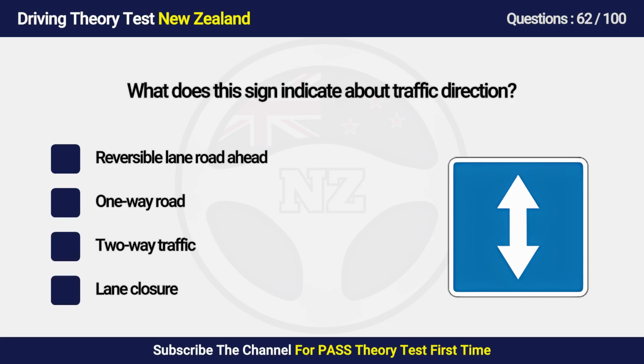A. Reversible lane road ahead. B. One-way road. C. Two-way traffic. D. Lane closure.